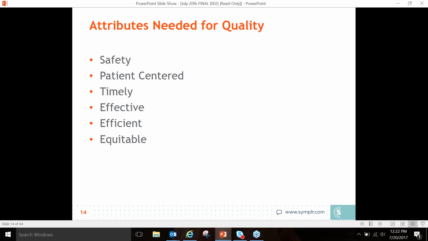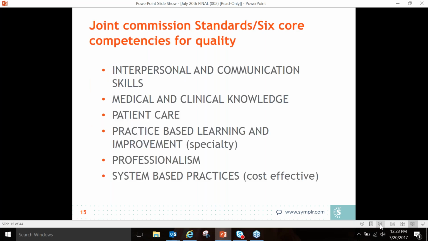Number 3, timely. Don't want to wait all day. I don't want to be there for 7 hours at registration and waiting to get my x-ray and so on and so forth. So we want to be timely. Effective. We want to be effective in whatever we're doing. Efficient. We want to use our time and our resources and our money efficiently. And then equitable. We want to make sure that we are generating the most income and revenue that we can and using that revenue accordingly. So all 6 of these attributes are really needed for quality.